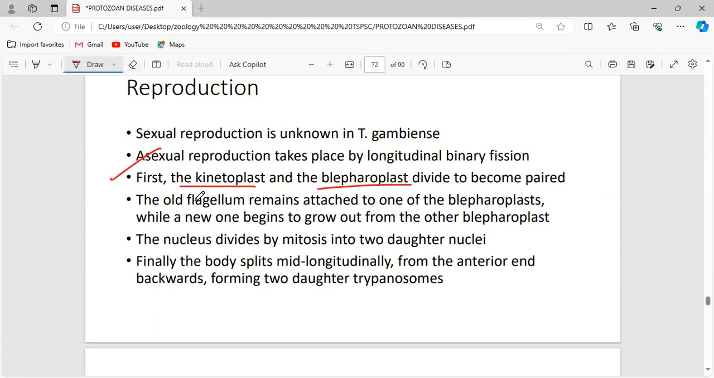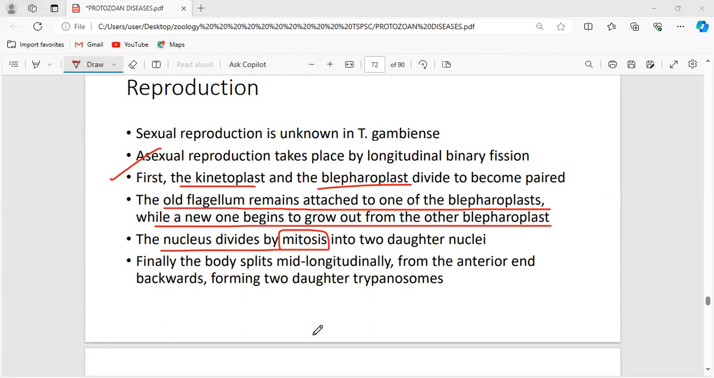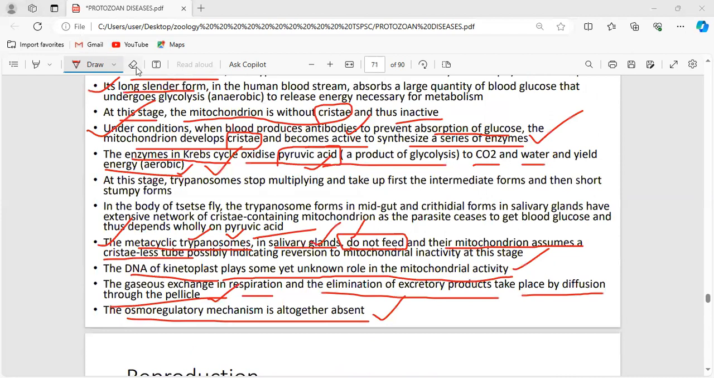Kinetoplast and the blepharoplast. The old flagellum remains attached to one of the blepharoplasts, while a new one begins to grow out from the other blepharoplast. Now, the nucleus divides by the mitosis process. Mitosis is a type of cell division. Osmoregulation is absent here. What is the function of osmoregulation? It is done through the body surface. As I have mentioned, everything is done through the pellicle, not a particular organelle. Contractile vacuole is absent here.